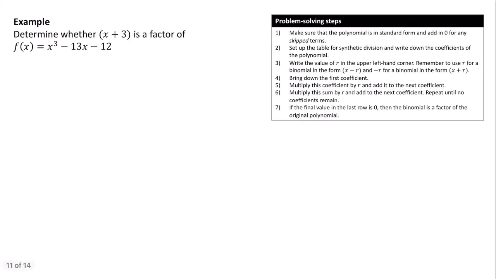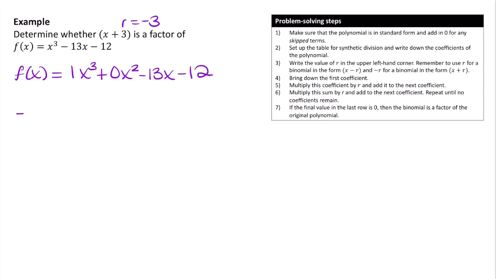So let's try to determine whether x plus 3 is a factor of f of x equals x cubed minus 13x minus 12. So x plus 3 means that r is going to equal -3. Let's rewrite f of x because I noticed that I have some skipped terms that I need to add in. So I have 1x cubed, and then I need to add in my 0x squared. And then I have minus 13x and minus 12. So now let's do our synthetic substitution. So we have -3, and then we have 1, 0, -13, and -12.